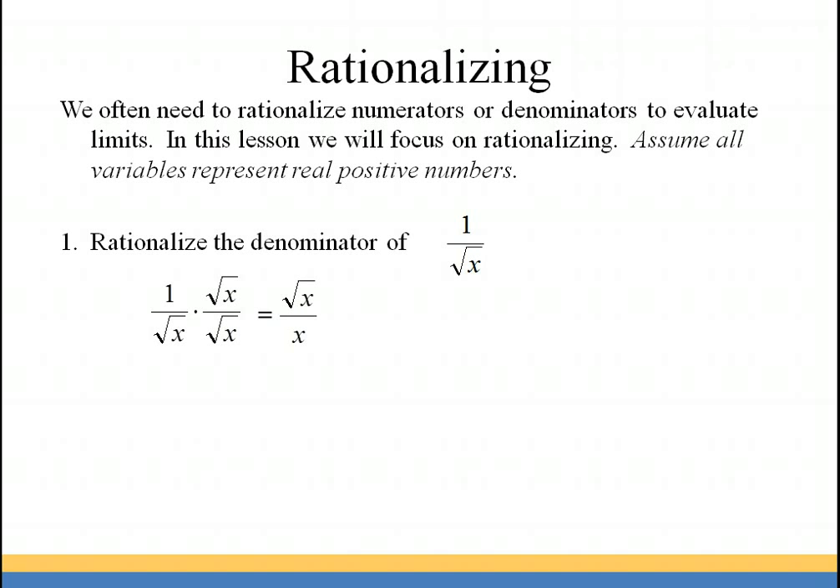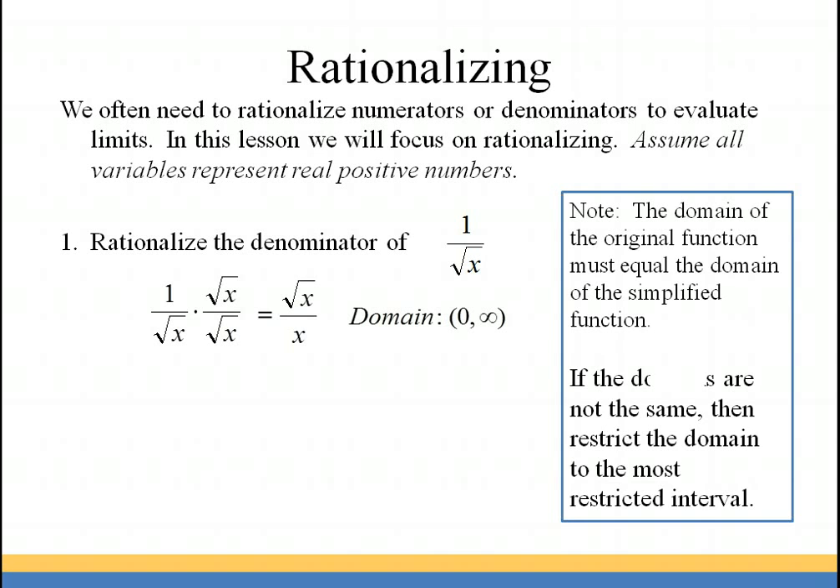Now, when you are done rationalizing, the domain of the original function should be the same as the domain of the simplified form of the function. If it's not, always make sure that you make a domain restriction notation to make up for that. Looking at the original function, if you put in a 0 for x, you could take the square root of 0, but then you would be dividing by 0. So we would not include 0 as part of our domain, but we can include everything above 0.